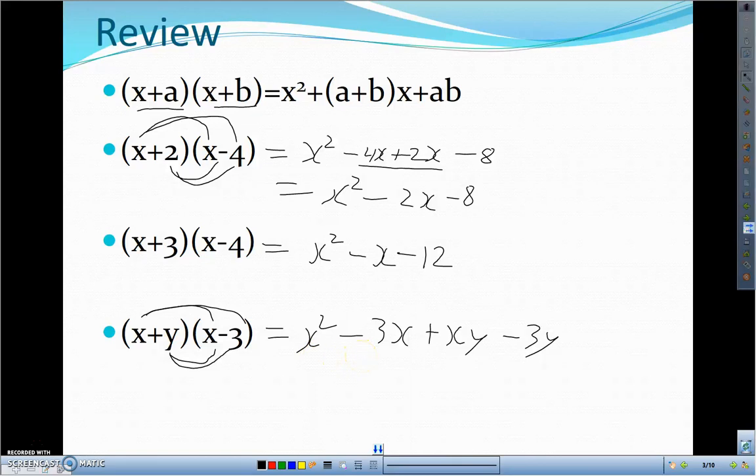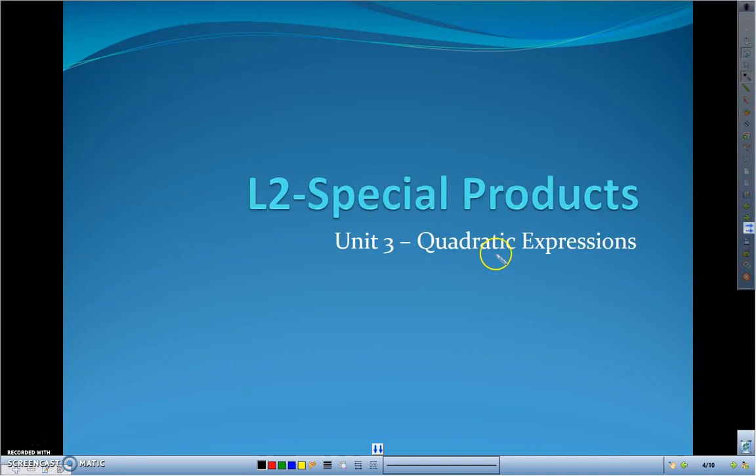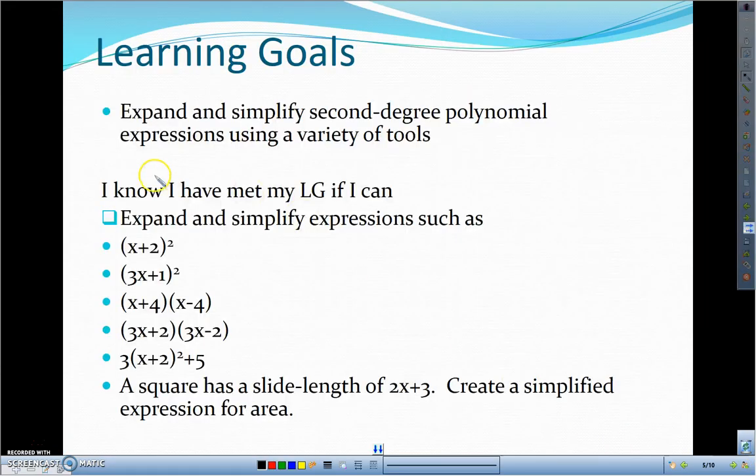Let's move on to our next set of slides here. We're going to look at special products to start. We're in Unit 3 quadratic expressions. And our learning goals for this: expand and simplify second degree polynomial expressions using a variety of tools, something that we've already been looking at before, except we're going to change up what we're expanding and simplifying. And notice here we've got this x plus 2 exponent 2.